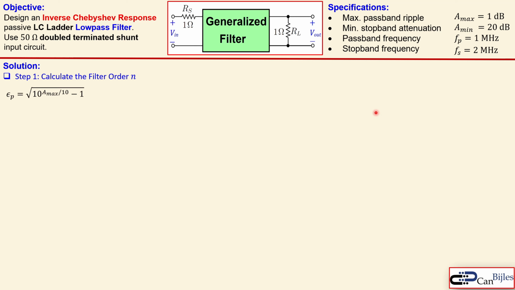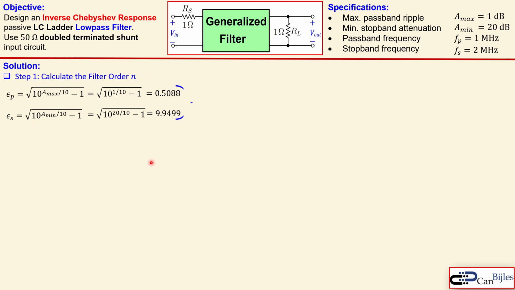The solution, step 1, is to calculate the filter order n, and we know for that we need specific parameters like epsilon p and epsilon s. Now epsilon p is related to A max. This is what we also have done in the previous videos for the Butterworth response and the Chebyshev response. We know A max is now given as 1, so we can just calculate this, and this is just a simple operation. So 0.5088. Now epsilon s is related to A minimum, which is 20 in this case. So when you substitute the values here, you get now 9.9499.